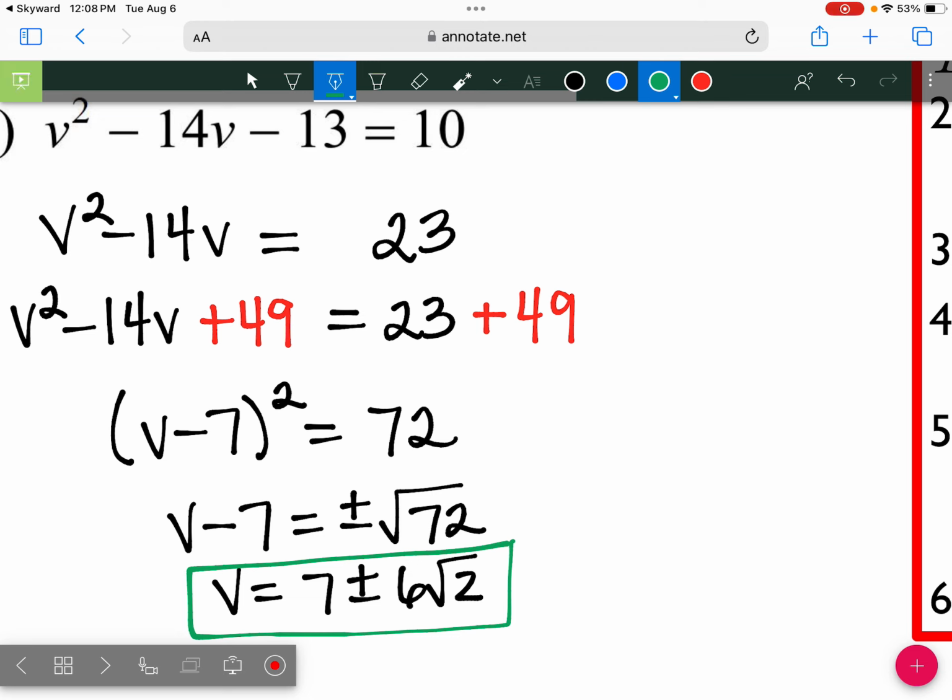You have to set it equal to 0. You should have added 13. So you can circle: your first step should be add 13. Hopefully we all did that first. You gotta add 13 first.